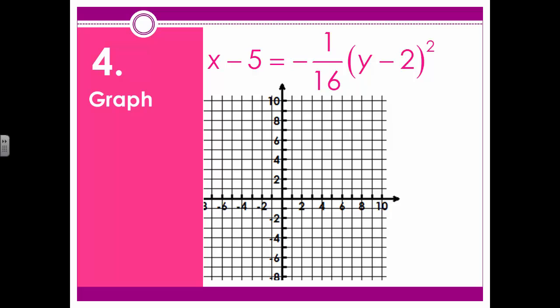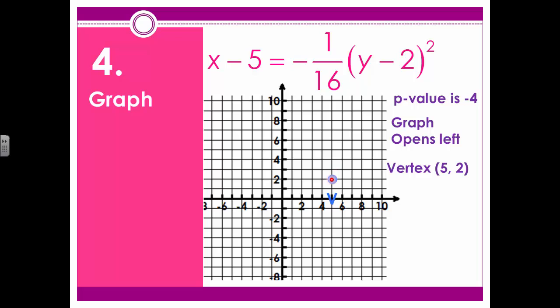We need to find the p-value. It's a negative 16 in the denominator, so we're going to divide that by 4. Our squared term is a y. We have a negative p-value, so the graph is going to open to the left. HK. H is next to the x, K is next to the y. Change their signs, and then graph.